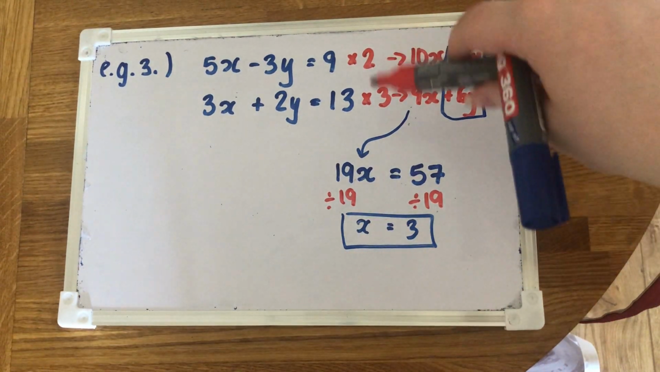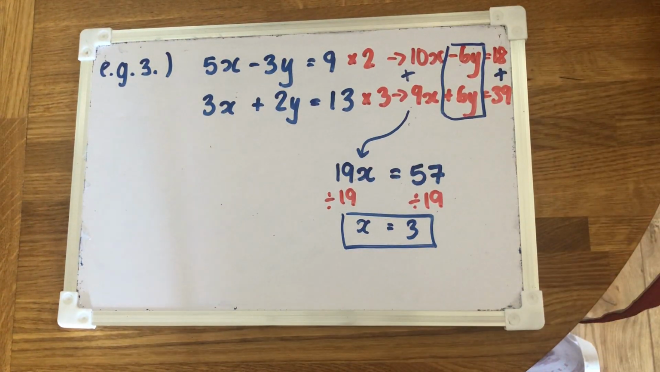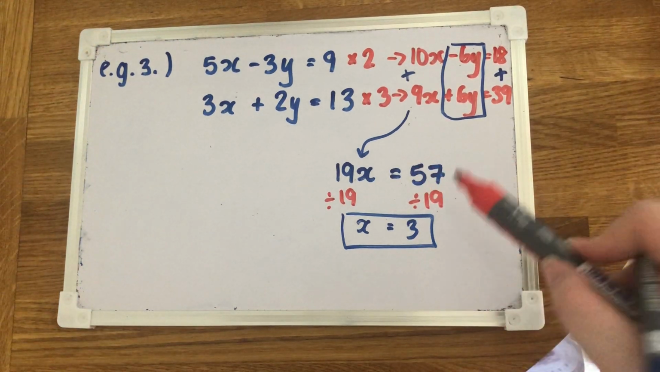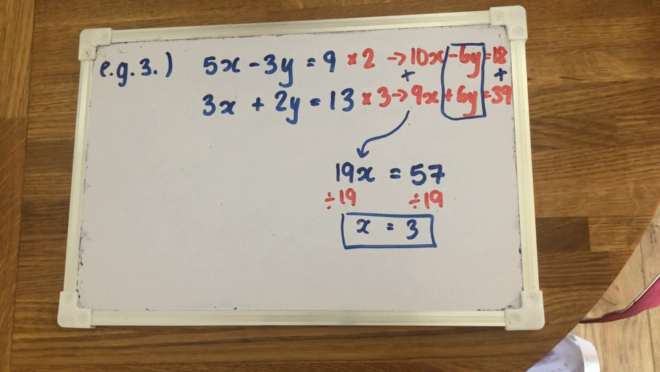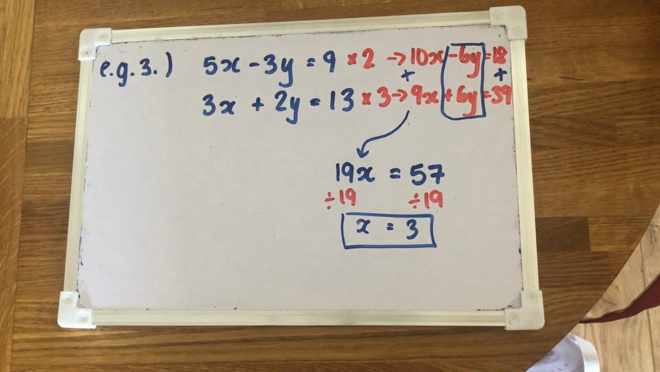Okay, now this part you could have done it for the x's and it wouldn't have made a difference. The only difference would be at this point you would have found out what y is, not what x is, but you would still get the same answer in the end. Okay, so we now know what x is, we can then work out what y is.